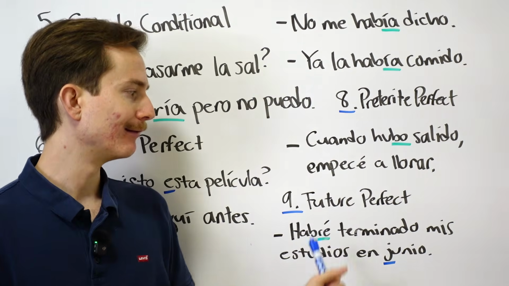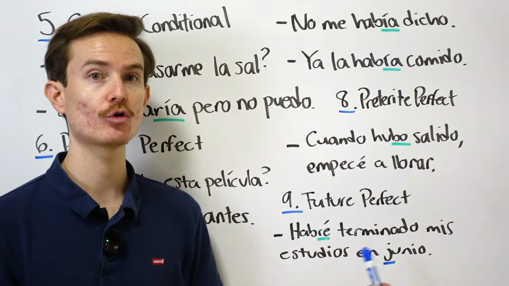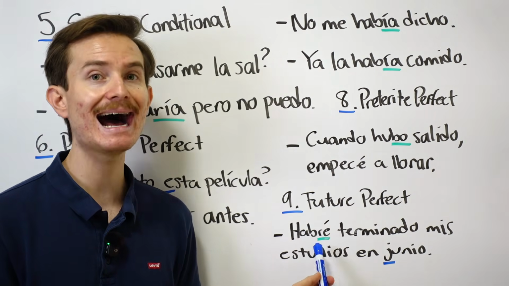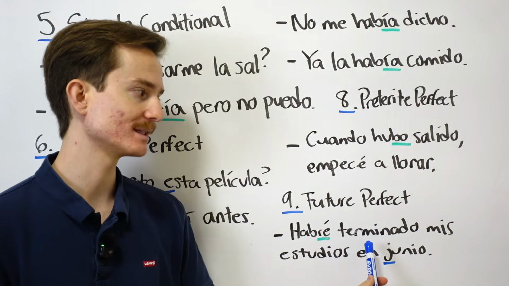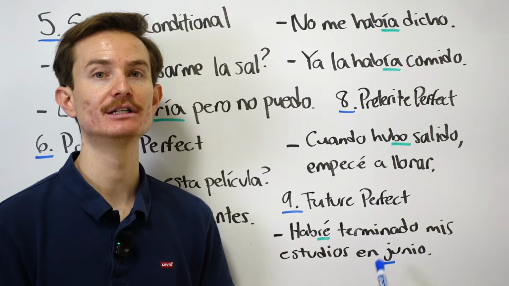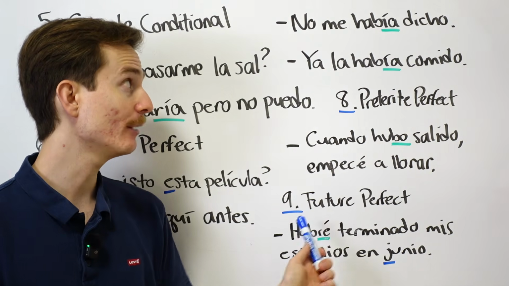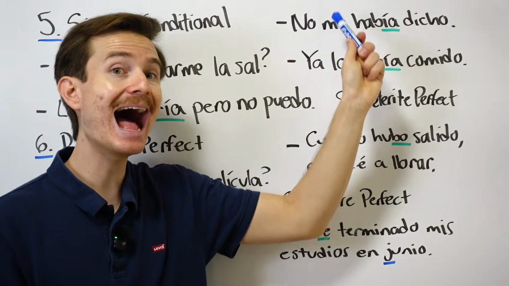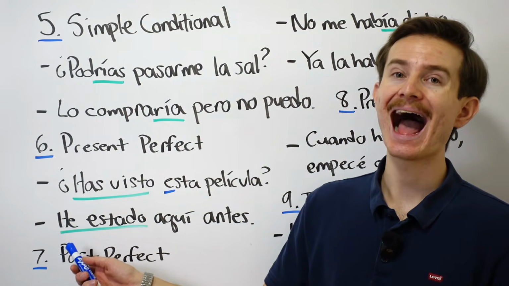Future perfect. Habré terminado mis estudios en junio. So I will have, okay? I will have, once again, we have that past participle. I will have finished my studies in June, okay? So here we have I will have, I had, and I have.